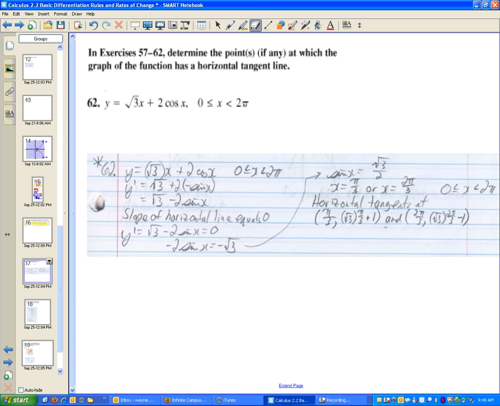Now, if that didn't have the cosine in there and it had just been a polynomial, that's a fairly easy problem. Fairly. I'm not saying it's a piece of cake. But the hard part was, you had to remember how to work with trig. Yay, trig. All right, we ready to move on?